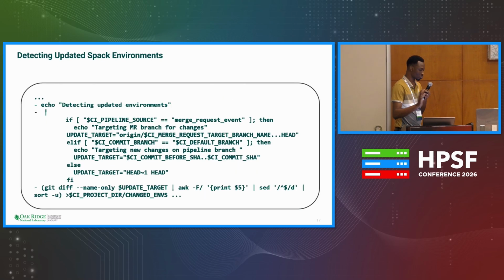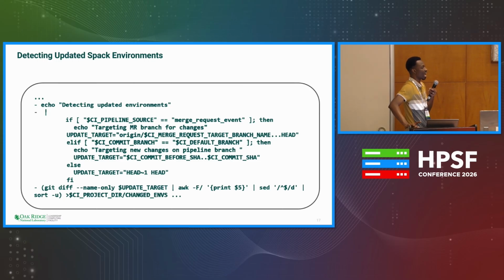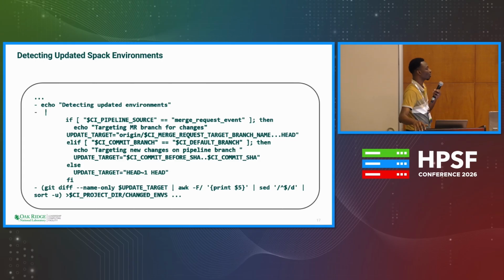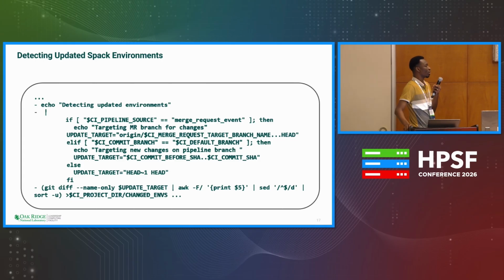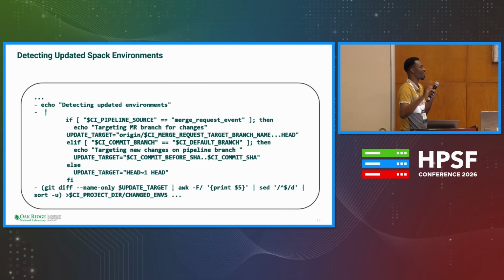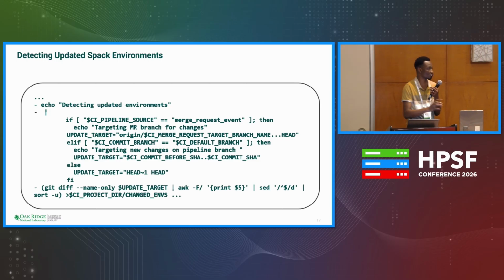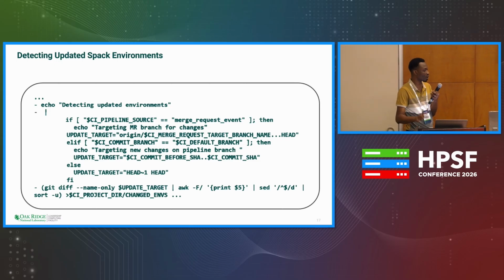Okay, so say there has been an update to Spack. There are 2 things that are triggering the pipeline: it's either a merge request or a push to the main branch. If it's on the main branch, then it's going to look at the previous commit and the current commit and see what files have changed. It's specifically going to look for, in the file hierarchy we have, the file name, which is the environment, the Spack environment. So it's going to grab that, save it in a changed environment file, and we'll have all environments that have changed in that file.